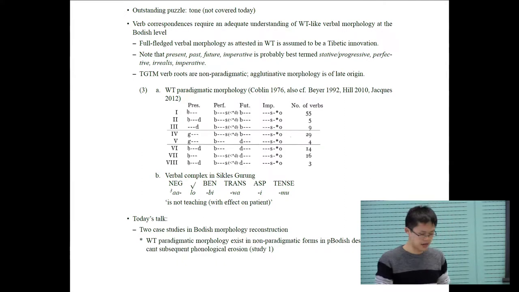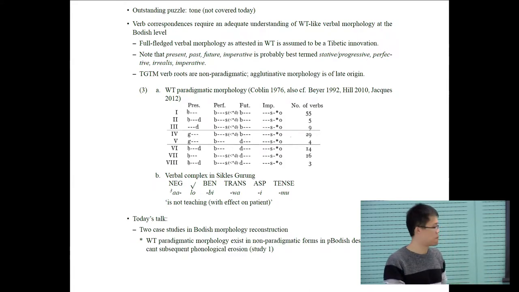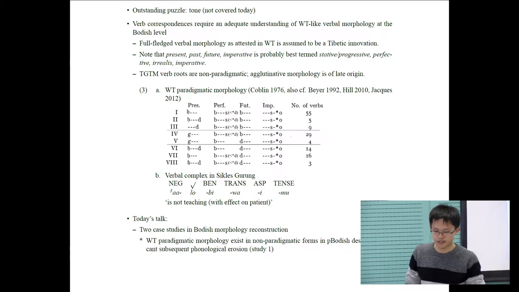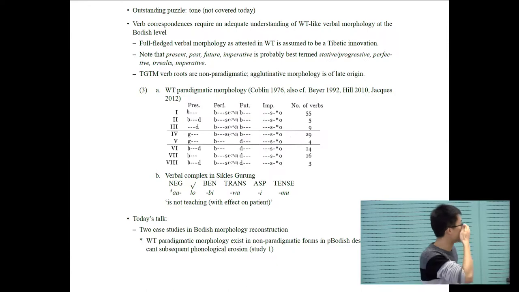Compare that, though, with Tamangic verbs. Tamangic verb roots do not have this sort of paradigmatic morphology. They're, for the greatest part, invariable, and the agglutinative morphology that we see in modern TGTM languages is very clearly of secondary origin. Just to give you an example, this is the maximal verbal complex that you see in Siklis Gurung. It's a variety of Gurung I've done fieldwork on.